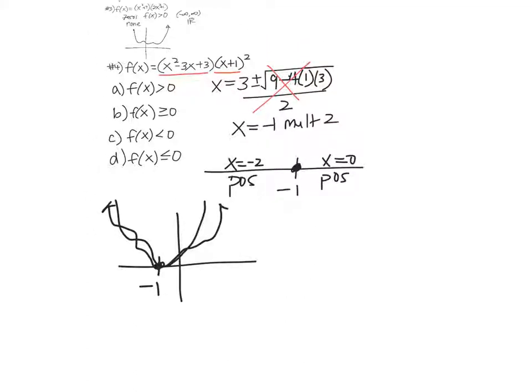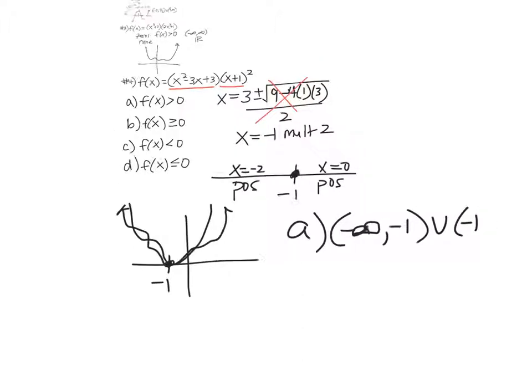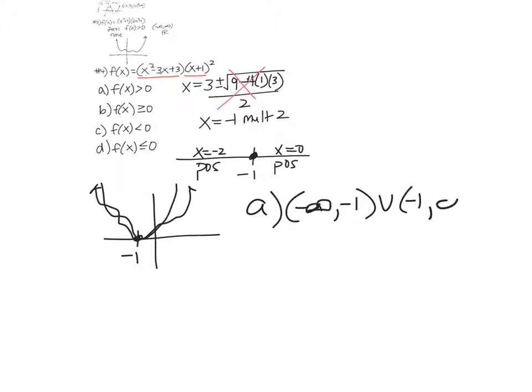If I had to answer question A, where is this polynomial greater than 0, then I would need to say negative infinity to negative 1 union negative 1 to infinity. You could also say all reals except for negative 1. That would be fine. Now what's B going to be?